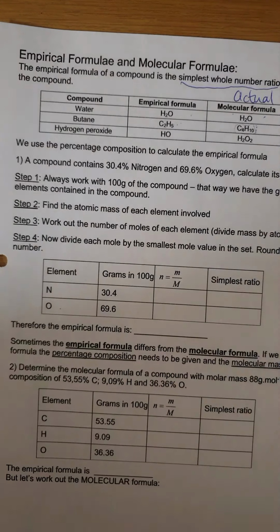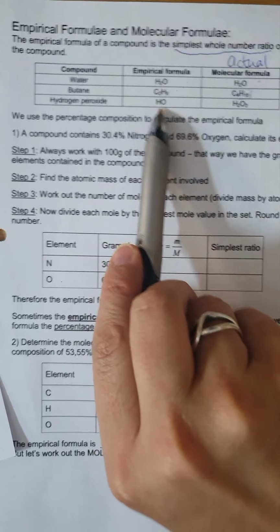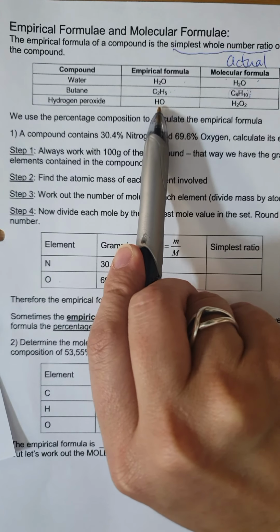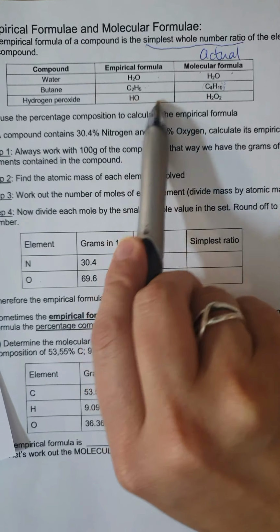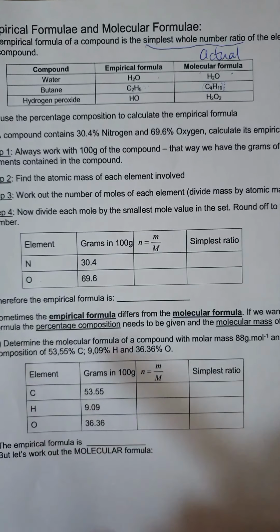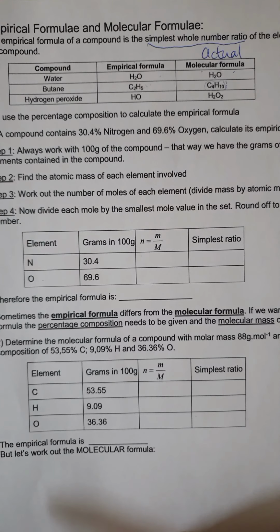Just getting my periodic table because we're going to need it. Okay, so hydrogen peroxide, for example, is H2O2. That is what the molecule looks like, but it's a 1:1 ratio, so the empirical formula is HO. Right, so we use percentage composition to calculate the empirical formula.